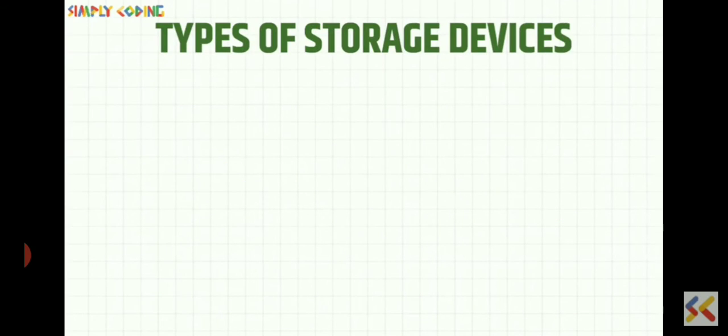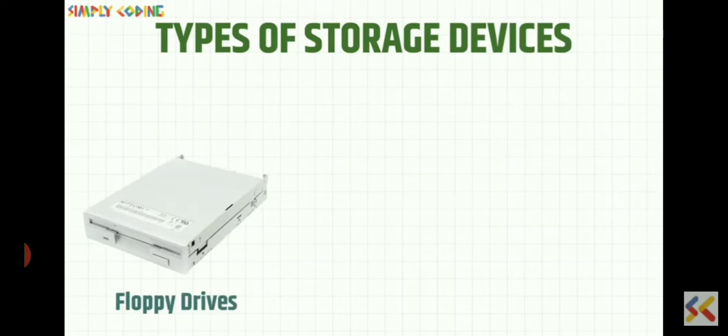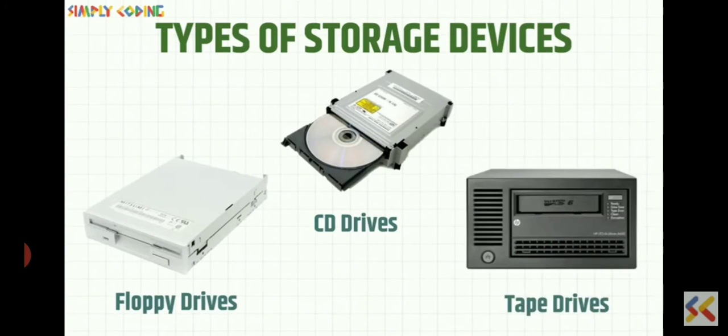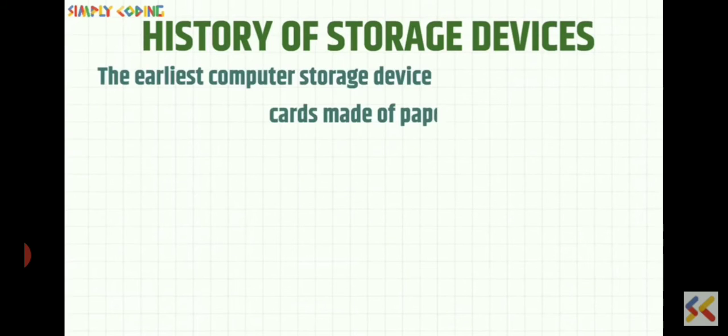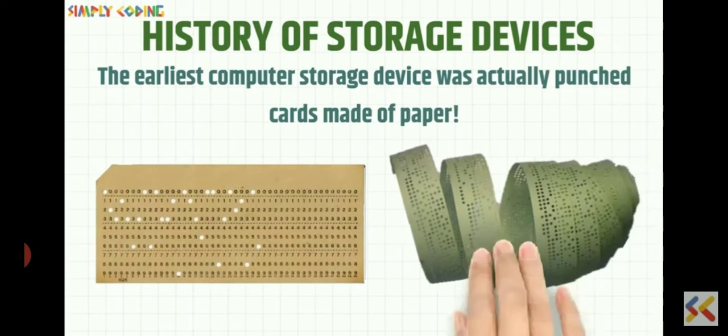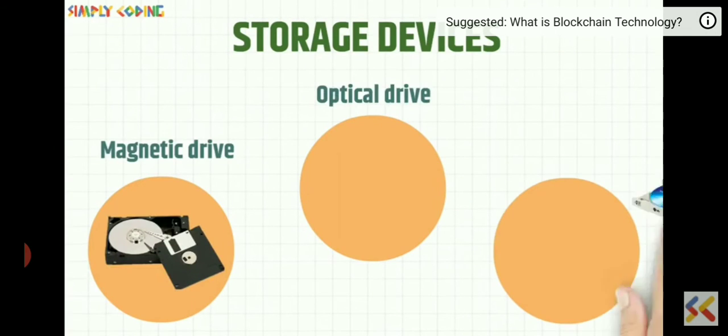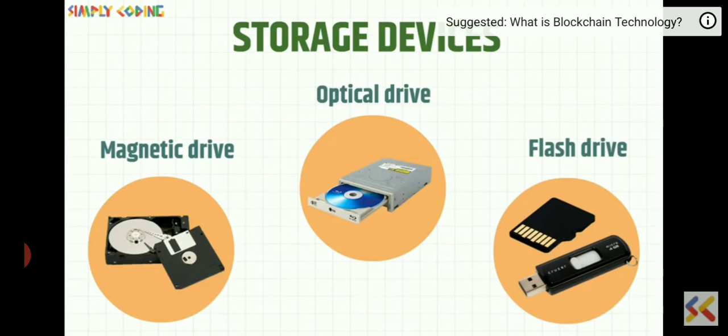There are many different types of storage devices such as floppy drives, CD drives, tapes, etc. The earliest computer storage device was actually the punch card made of paper. Now we have storage devices which are either magnetic, optical or flash memory devices. Let's look at each one of them.